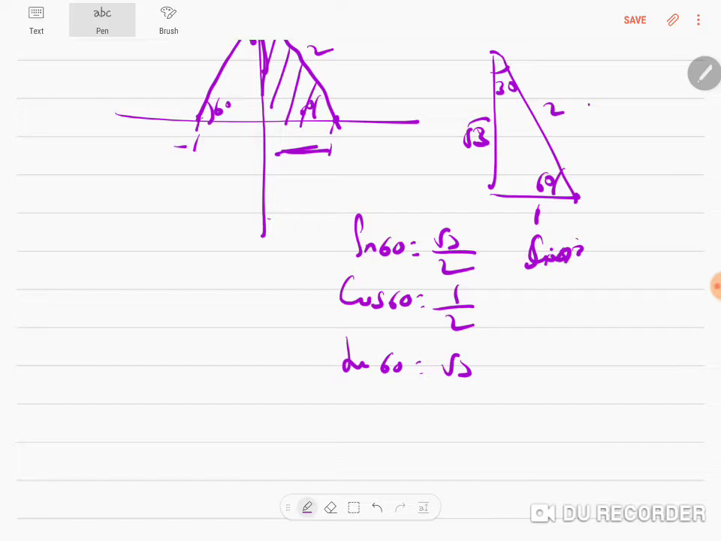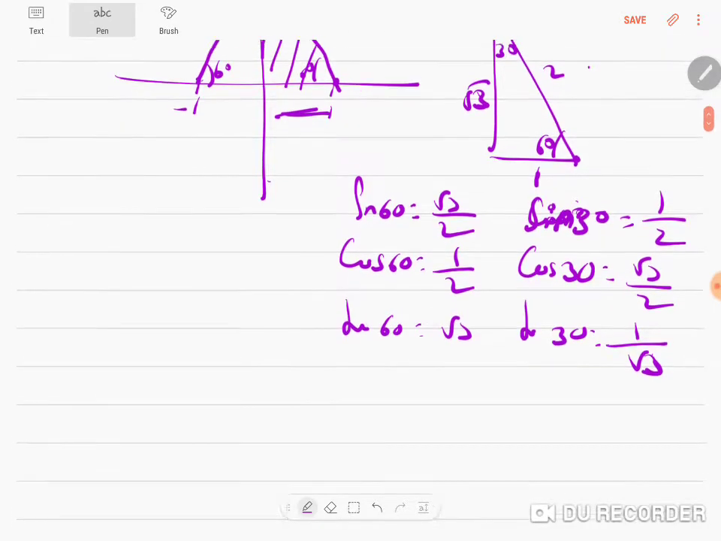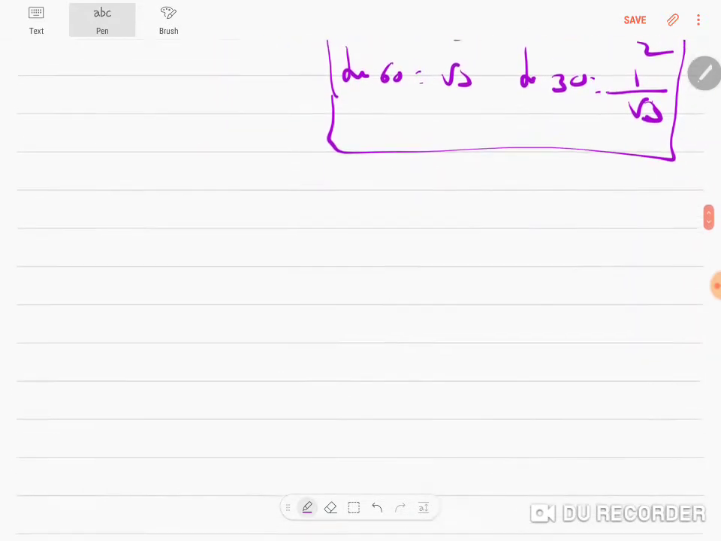Sin 30 will be opposite by hypotenuse, which is 1 by 2. Cos 30 will be adjacent by hypotenuse, which is √3 by 2. Tan 30 will be opposite by adjacent, which is 1 by √3. So this is how you must learn, and not memorize what was given in the textbook last year. You should understand how these came.